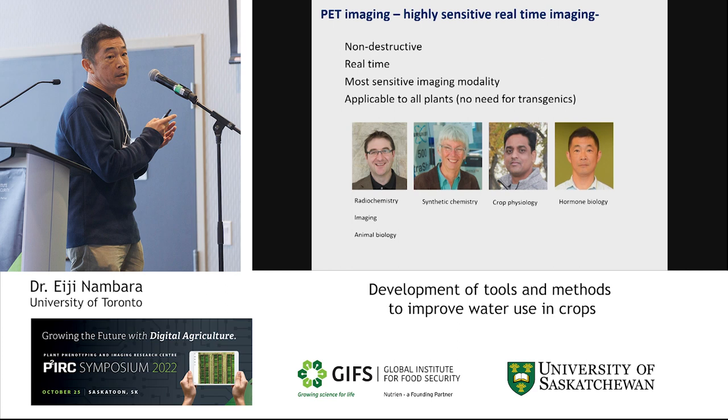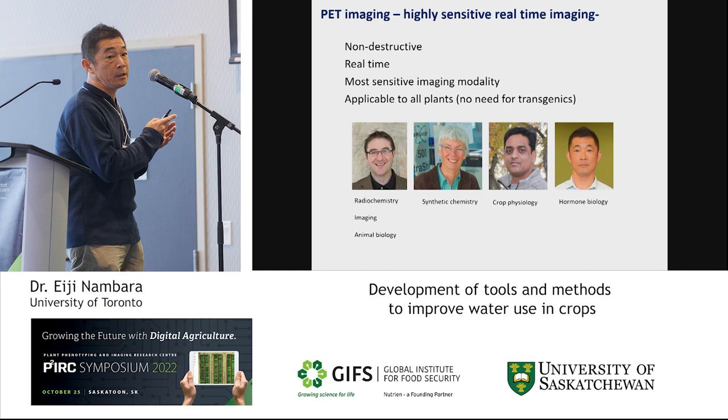PET imaging is a non-destructive, real-time image, and Chris always emphasizes that this is the most sensitive imaging. This is also important: we can apply it directly to the crops, whereas with related techniques like biosensors, we have to make a transgenic plant or reporter. But here we have a chemical probe that we apply directly to the crops to test how ABA moves.